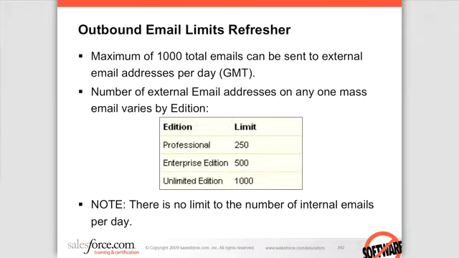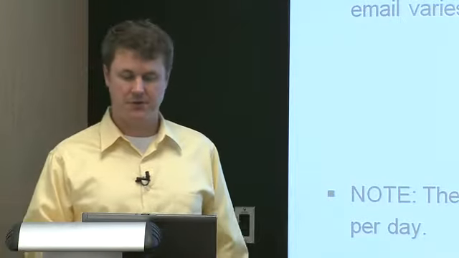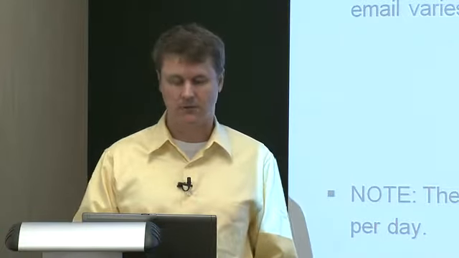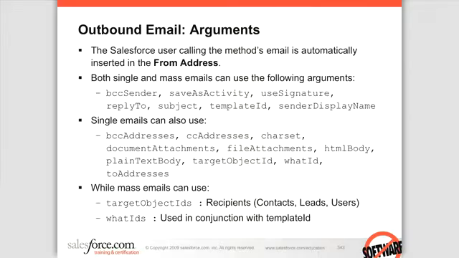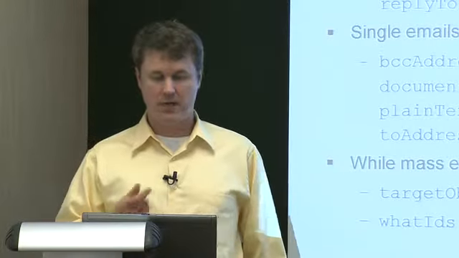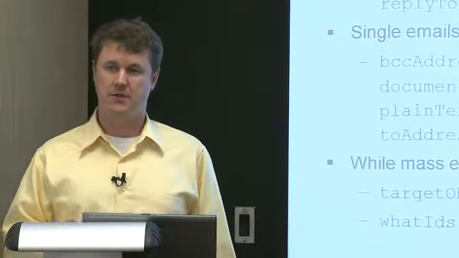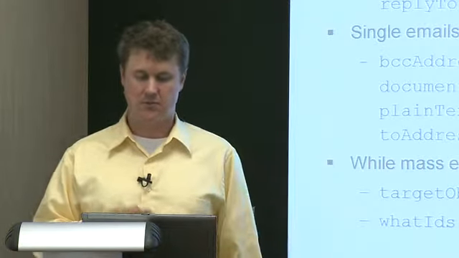Now, for a single email that's sent, there are different limitations in terms of how many targets we can send that to. In the case of Professional, it's 250, Enterprise 500, and with Unlimited, we can send all 1,000 in a single email. When we're executing this code, the from address is automatically populated with the context user's email address. One of the things that we're going to create is that single email message or the mass email message.